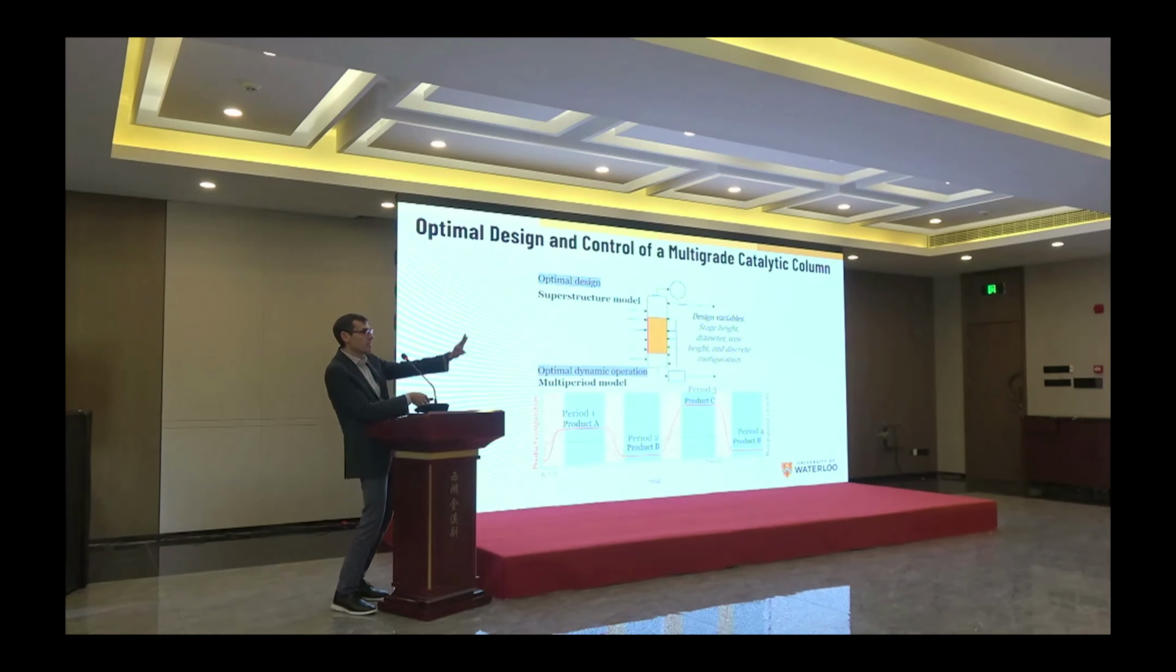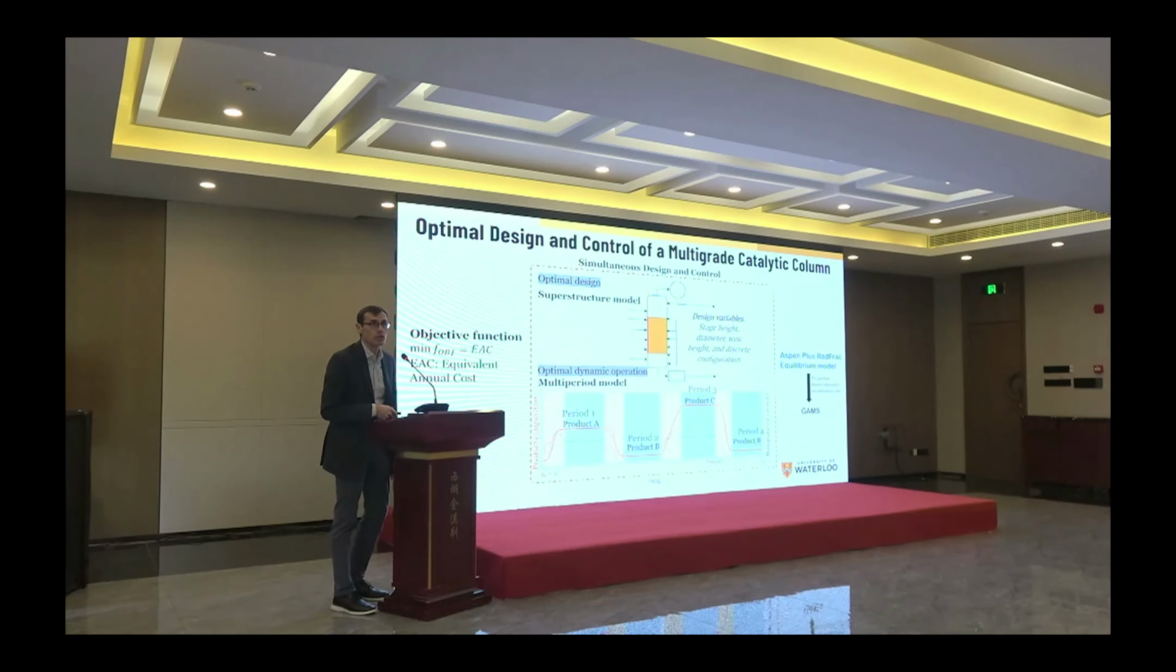Basically, I have to take into account the optimal transitions that happen, because in this case I have a multi-product, multi-grade catalytic distillation column. So again, we have dynamic transitions and a steady state, so we have to solve a simultaneous design and control problem. So we have an objective function. In this particular case, we use our version of the equilibrium model that we established in GAMS, and I will show you the why in a moment.